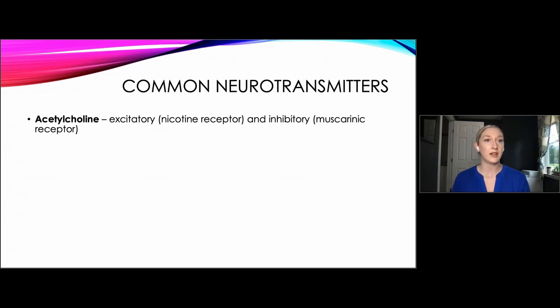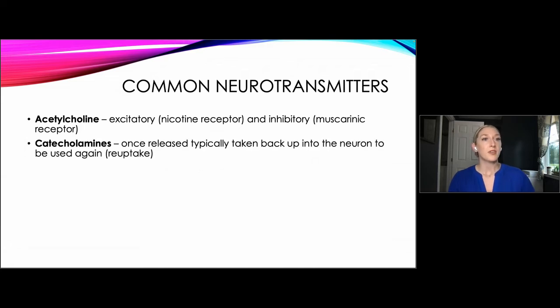So common neurotransmitters: we have acetylcholine, which can be excitatory and inhibitory. If it's excitatory, an example is the nicotine receptor, and inhibitory is the muscarinic receptor. Epinephrine and norepinephrine can act on alpha receptors, beta receptors, or both. We also have catecholamines, which once released are typically taken back up into the neuron to be used again, which is known as reuptake.